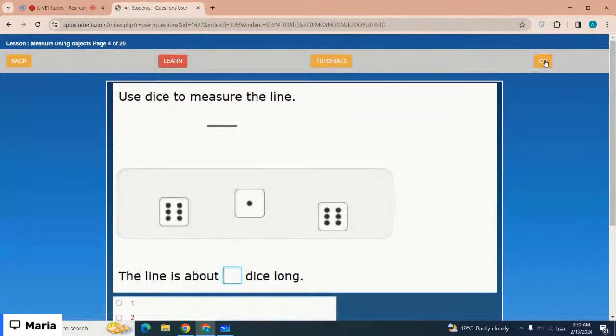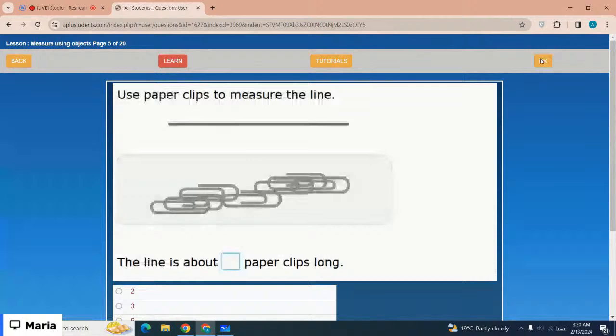Use dice to measure the line. So which is the correct option? This line is just one dice long. The correct option is one. Use paper clips to measure the line. The line is about dash paper clips long. So which is the correct option?